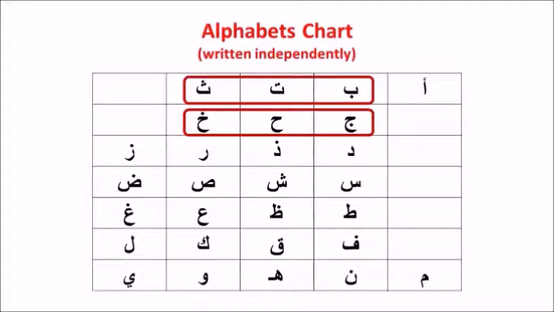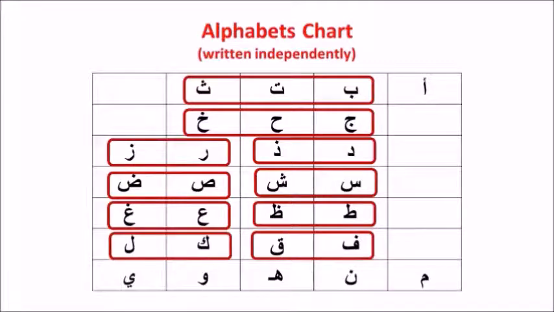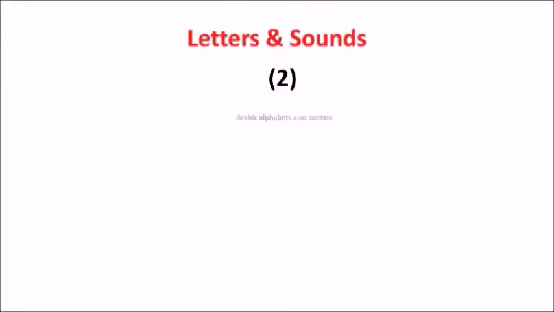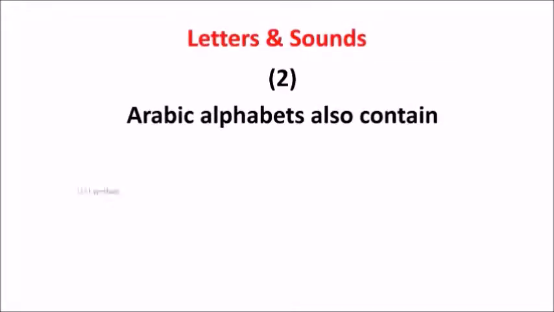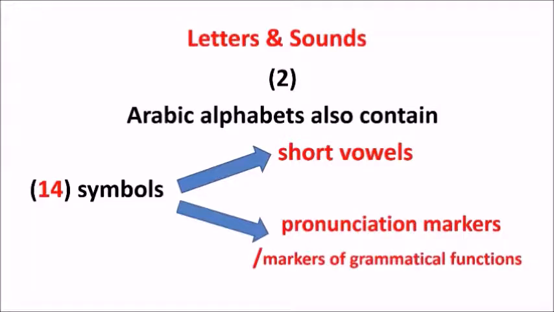Also, these three letters read from right to left. Jim, Ha, Ha have the same body shape that looks like a jar, but they differ in the absence or presence of the dot and its place. So, as you can see, there are about 8 groups of 2 letters in Arabic which share their body shape. Arabic alphabets also contain 14 symbols that function as short vowels or pronunciation markers or as markers of certain grammatical functions.